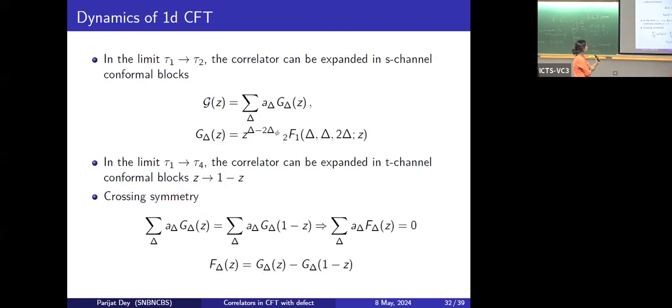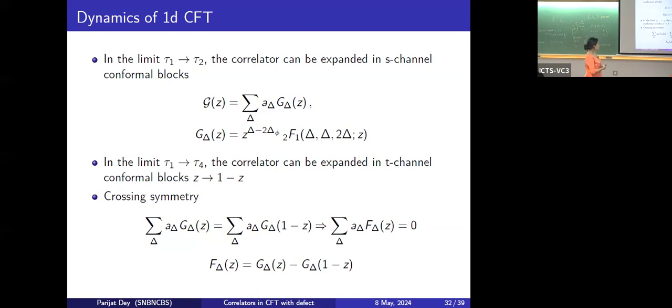Okay, so we can expand the correlation function in the S channel conformal block, where we have operator 1 and 2 close to each other. So this is the S channel expansion, and this G delta is the conformal block, which can be written in terms of this hypergeometric function. This is a Gaussian hypergeometric function with some prefactor over here, and this coefficient A delta is related to the OPE coefficient. So in this expression, the CFT data lies in these deltas and these A's.